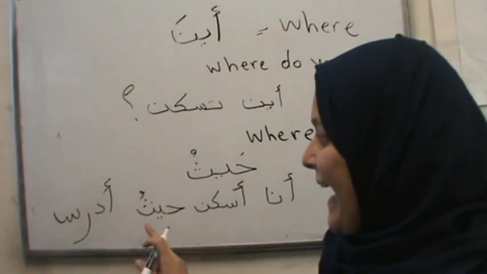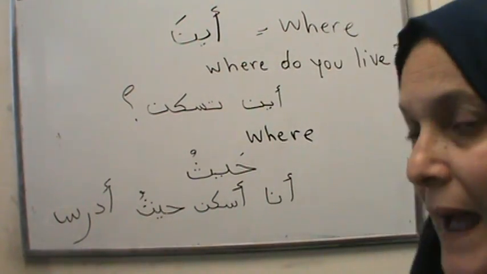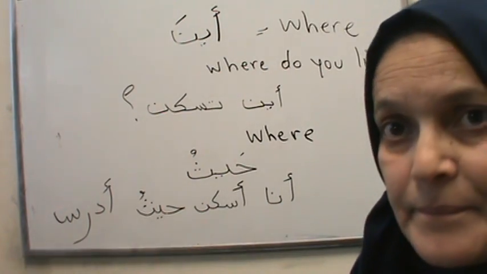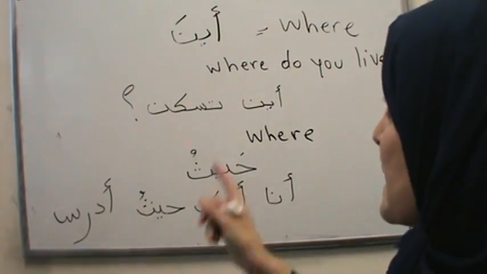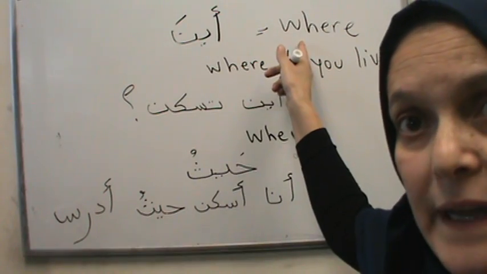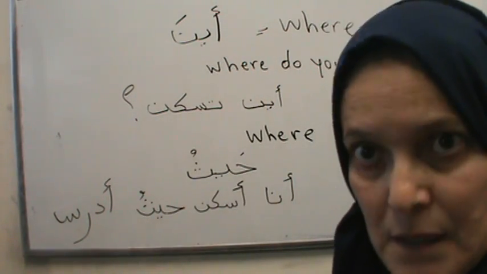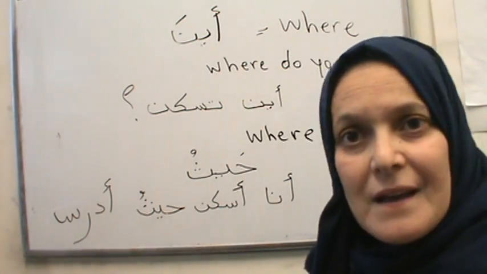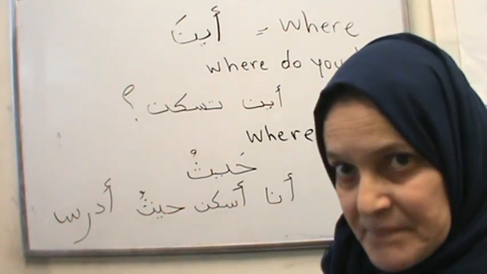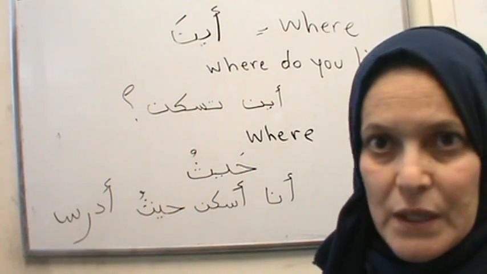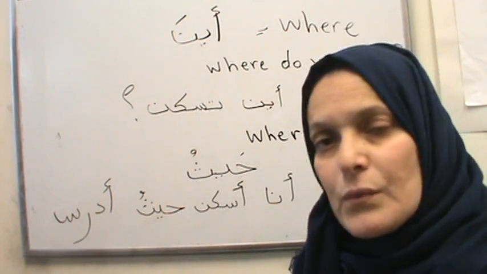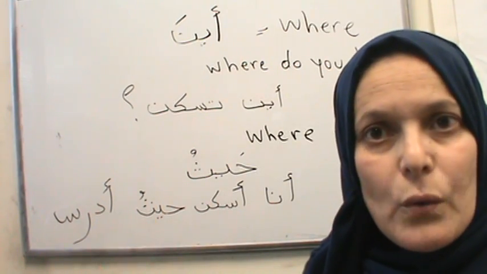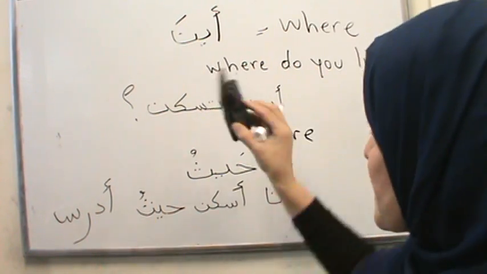أنا أسكن حيث أدرس. I live where I study. So again, where in a question is أين, where in a statement حيث. But when we speak the language, we don't respect the rules, and we will say the where we use it in both questions and statements. This is for the where.